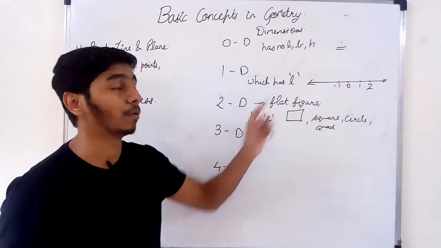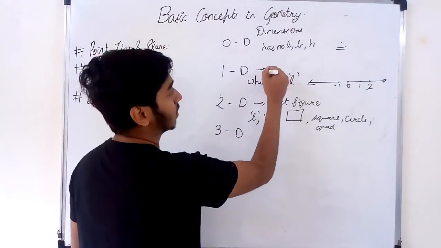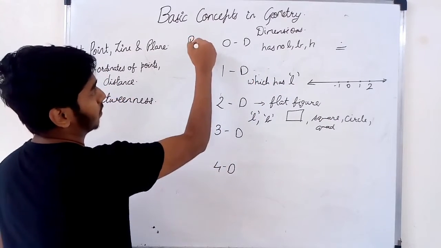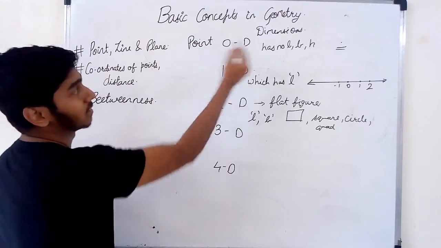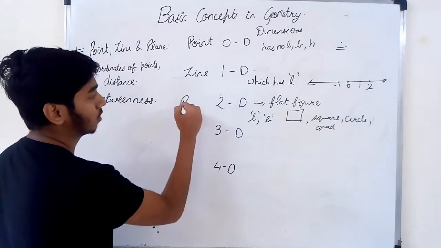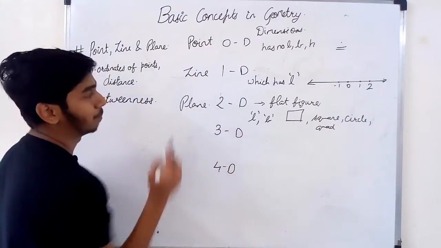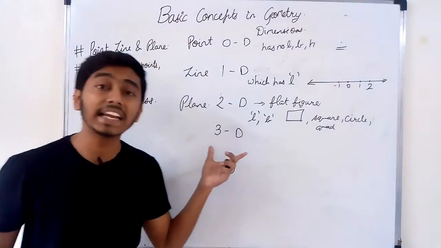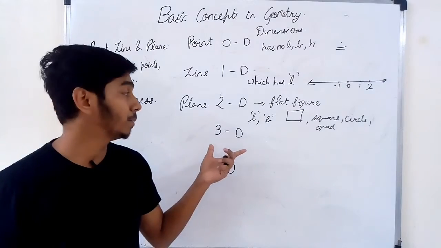1D is about line. So I'll just write this over here. This is about point, this is about line and this is about plane. Now if you think about the 3D structure, you might be knowing this.